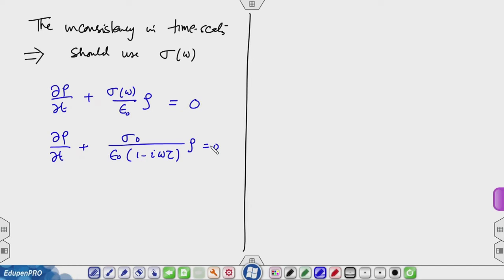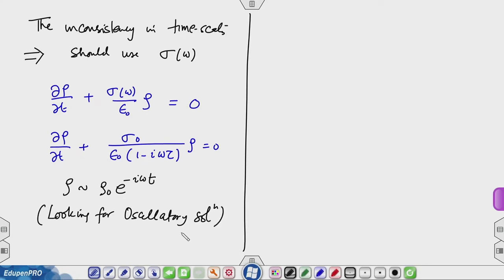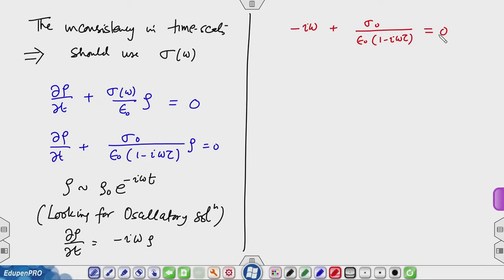Let us look at the solution for this such that rho is some rho 0 e raised to minus i omega t. So, an oscillatory solution. Then d rho dt is minus i omega rho. So, if I substitute this in the equation, I get minus i omega plus sigma naught over epsilon naught (1 minus i omega tau) equals 0. And that gives me what those eigenfrequencies omega should be.